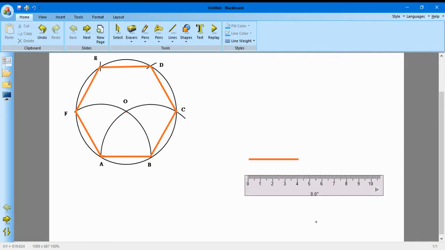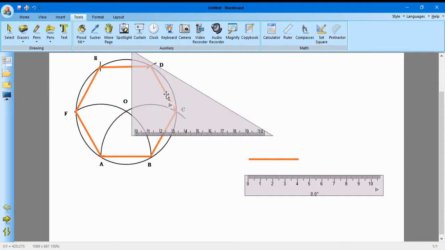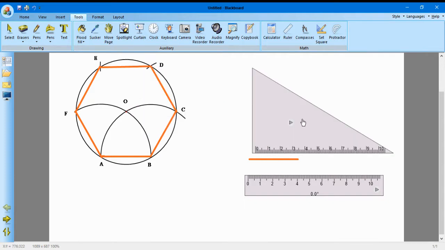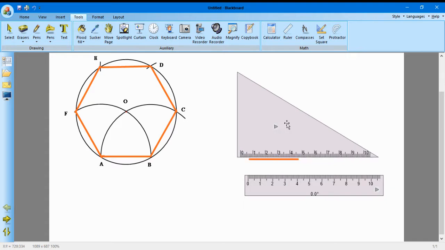Now for this type of drawing, we're going to be needing a set square. And what set square are we going to be using? We're going to be using this one. Okay, this is what we call my 30 and 60 degrees set square.